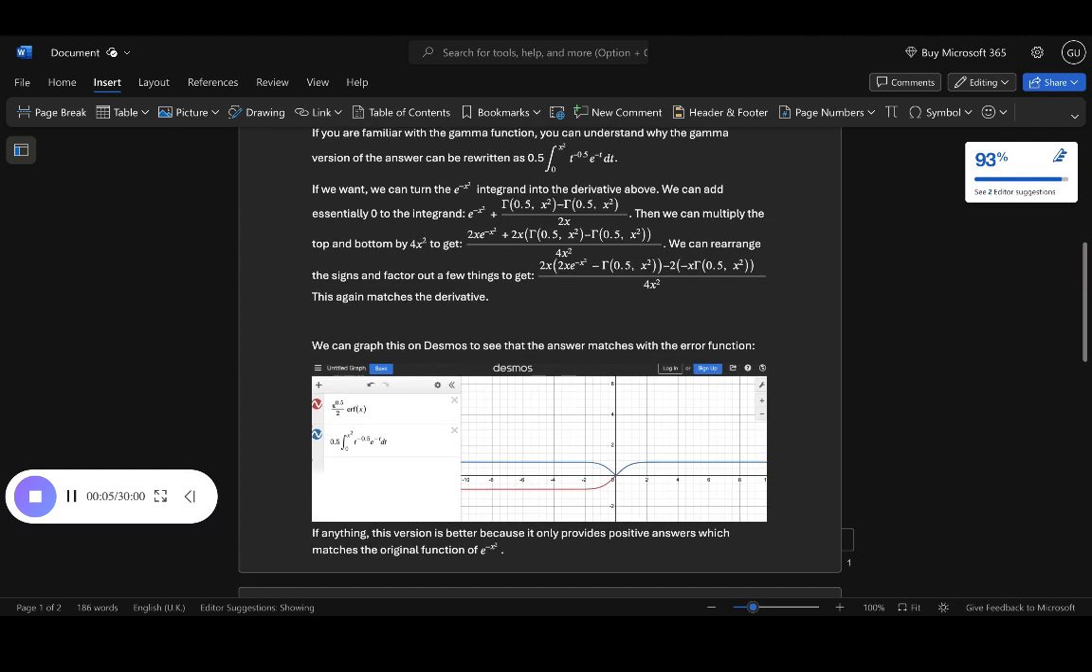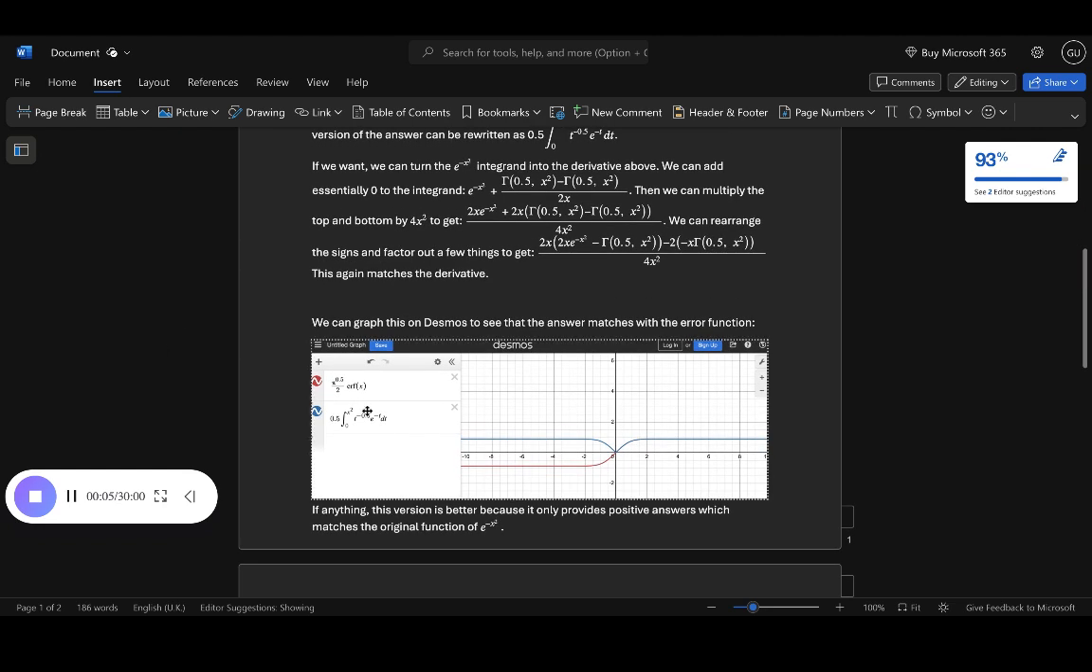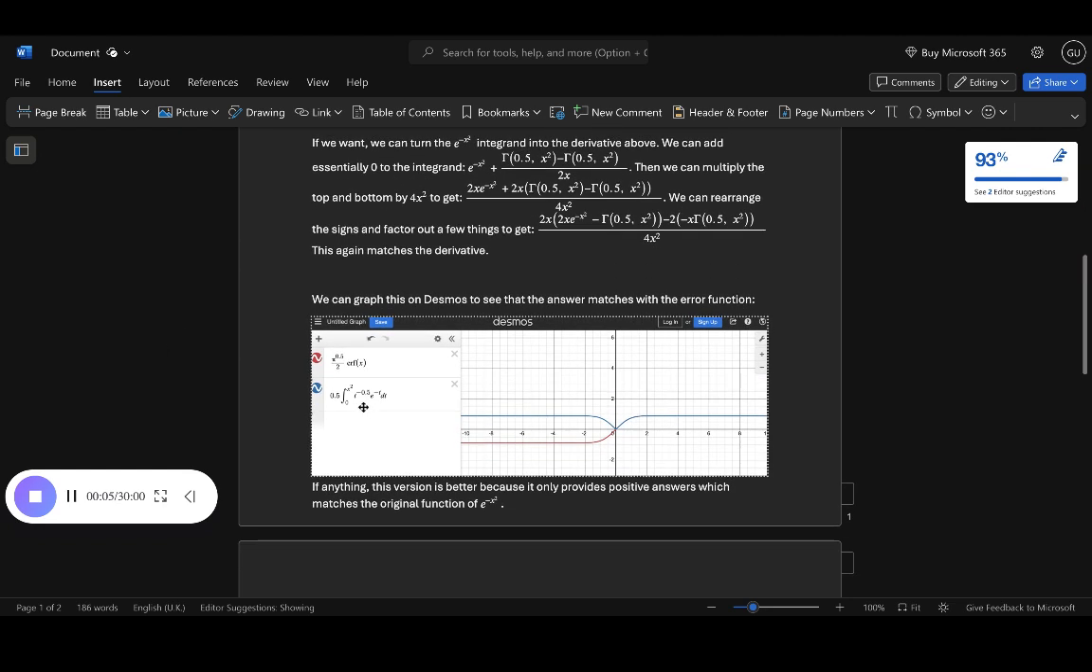Now, if we look at Desmos, we can actually graph the error function and the integral that I proposed, and we can see that they line up perfectly. And if anything, the one that uses the gamma function or this integral is better because we know that the area under the curve for e to the negative x squared will never have any negative values. And this is actually a more pure way of showing the actual area under the curve.